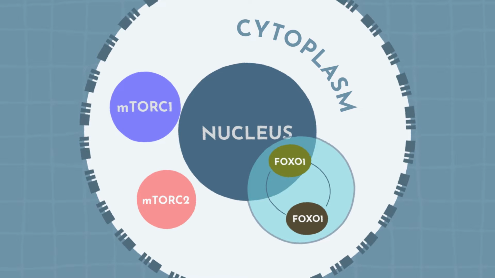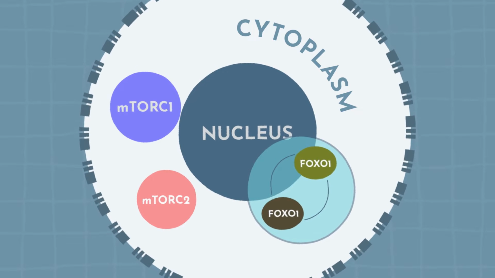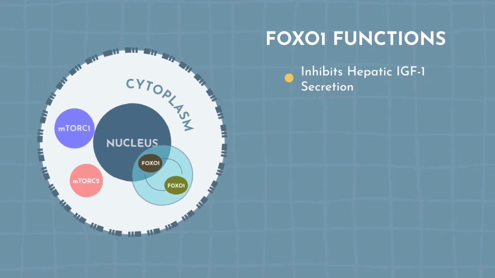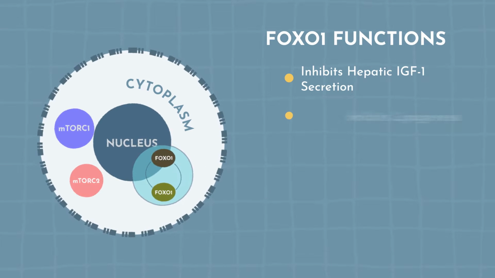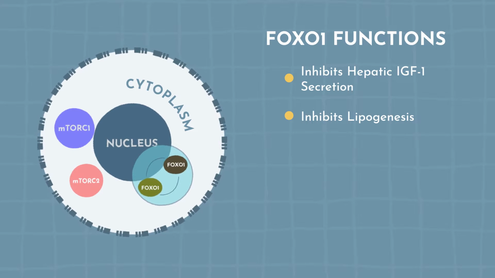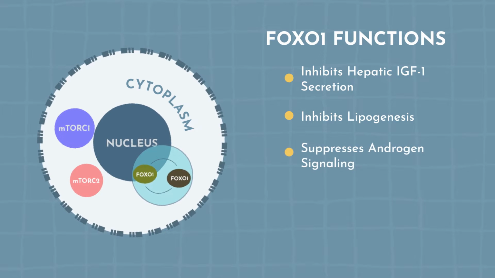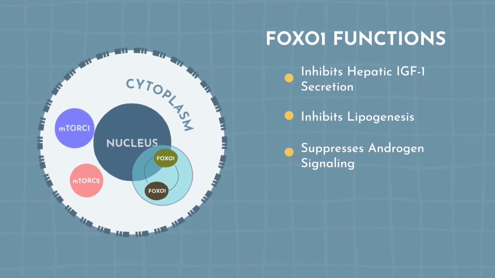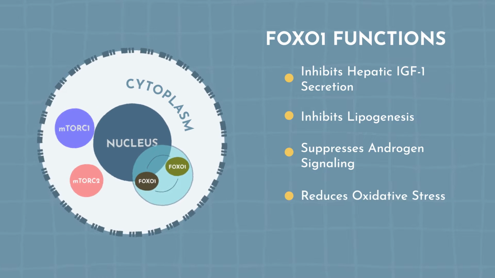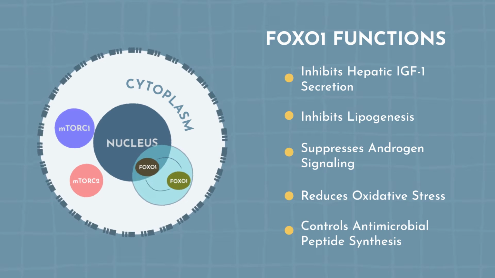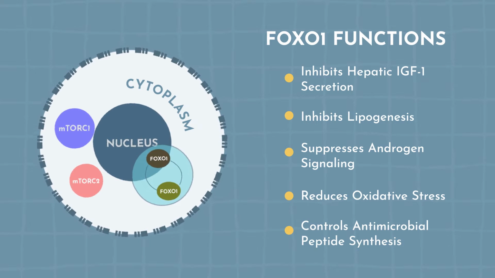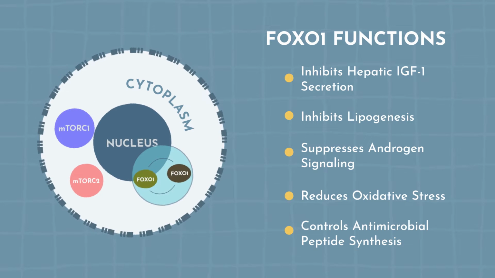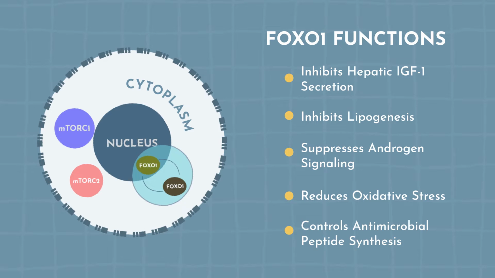If there's always a yin and a yang, FOXO1 is the yang to mTOR's yin. So FOXO1 is kind of the opposite. It's going to inhibit hepatic IGF-1 secretion. It's going to inhibit lipogenesis or sebum production. It's going to suppress the androgen signaling, so testosterone and dihydrotestosterone. It's going to suppress that effect. Reduces oxidative stress and controls antimicrobial peptide synthesis, so helps fight microbes on the skin, things like C. acnes.